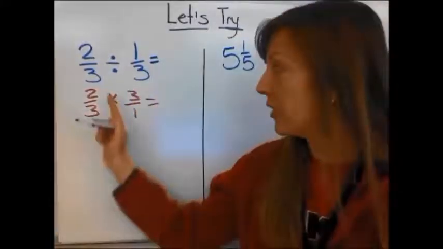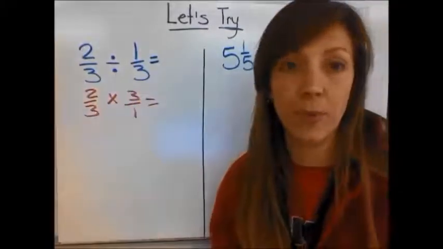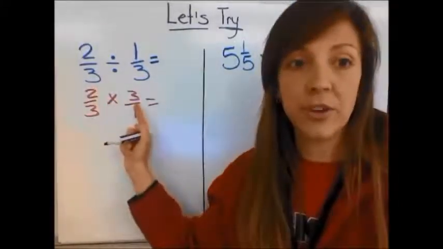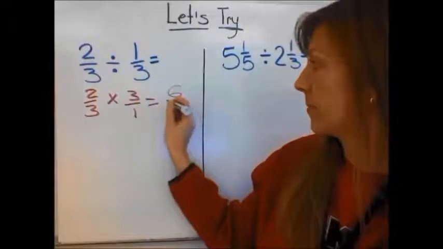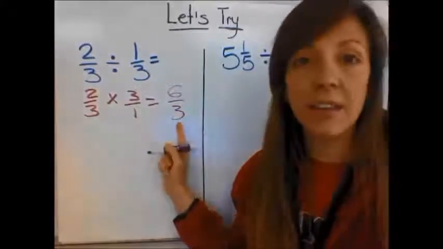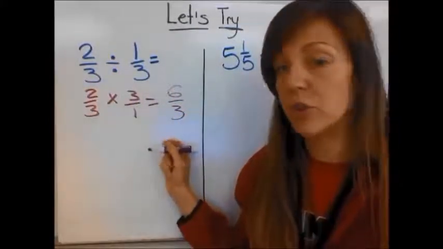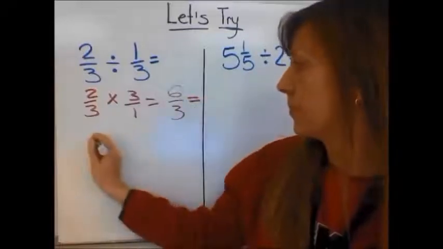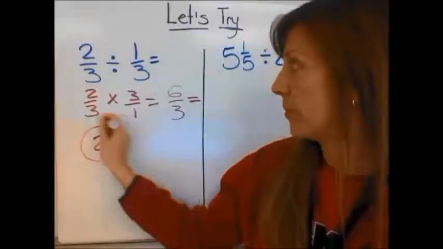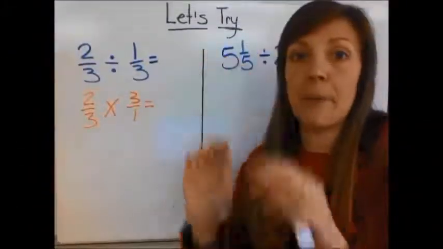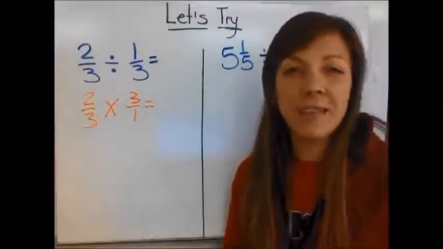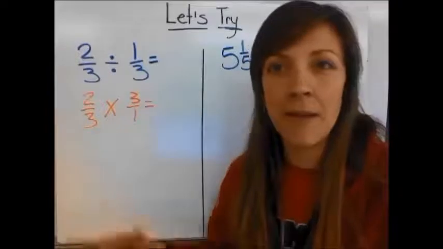And then you just multiply straight across, just like you did with multiplication. 2 times 3 is 6. 3 times 1 is 3. And 6/3 can be simplified to 2. So 2/3 divided by 1/3 equals 2. The part I do need to do is the top and bottom simplify. That makes it a little bit easier in the end.